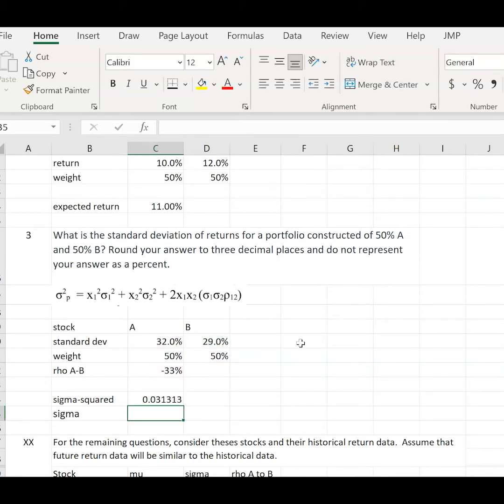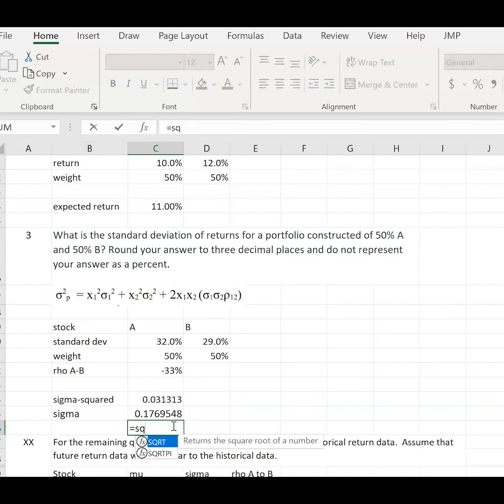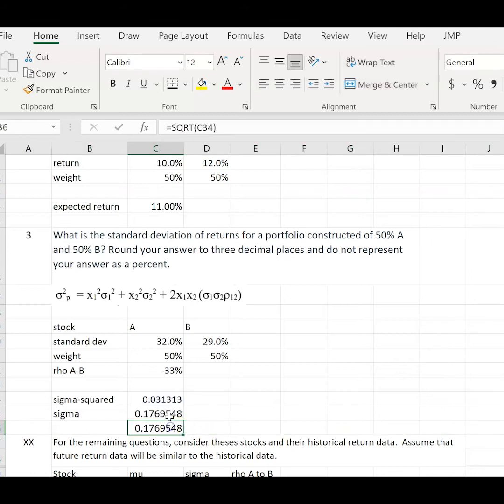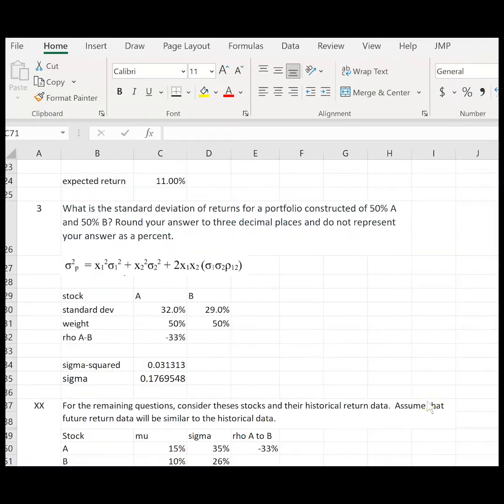All right, and that's our sigma squared, or our variance. And so then to actually get our sigma, or our standard deviation, of the returns for the entire portfolio that you're going to construct here, we're just going to take this, and in Excel, put it to the power of 0.5. Alternatively, I could have done equals square root of this number, and we're going to get the exact same number. And sigma for question 3 is 0.176, or 17.7%.